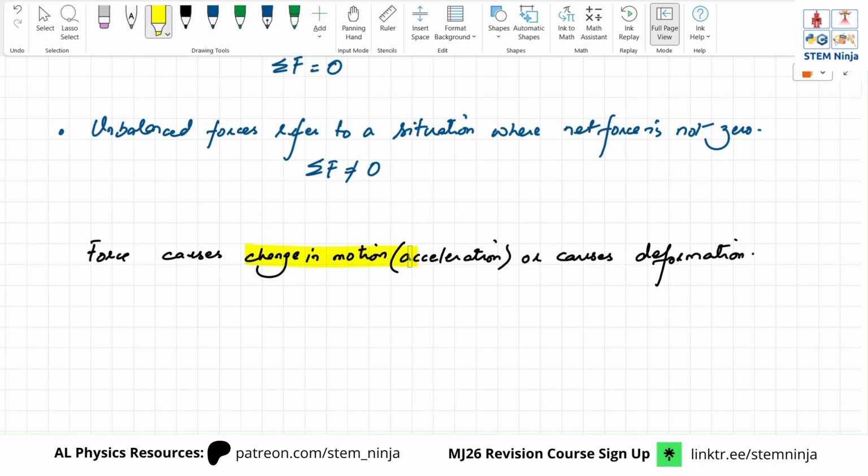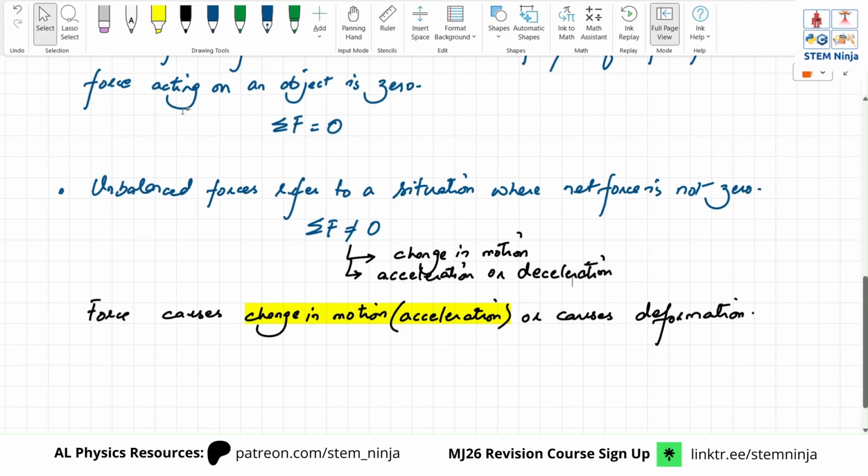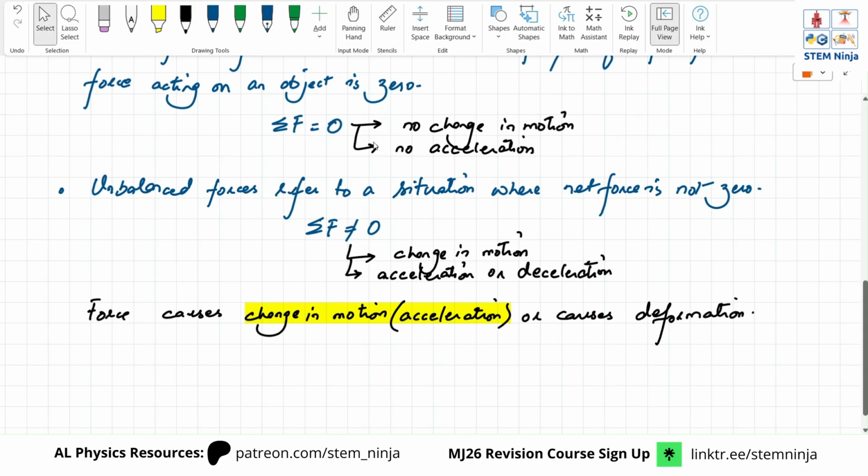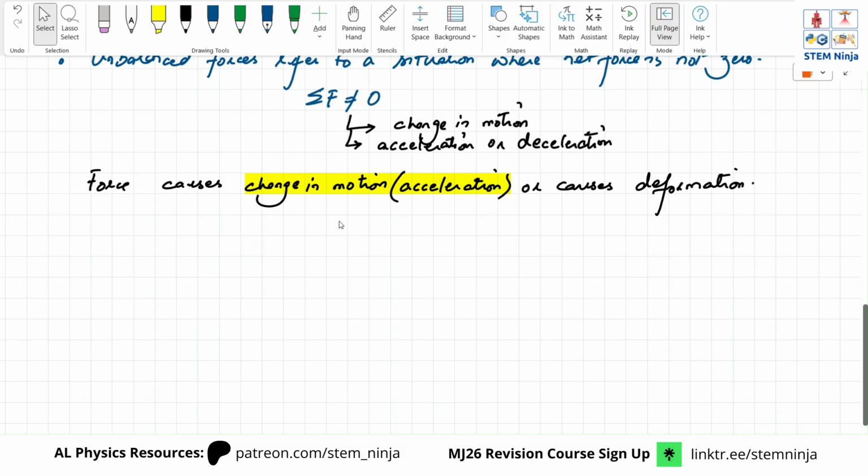This is some of the possibilities that force can do. Since we're strictly talking about the change in motion, we're going to focus on that. So if there is an unbalanced force scenario, there is going to be a change in motion, or in short, there is going to be acceleration or deceleration happening. And if the resultant force is zero, that means there will be no change in motion or no acceleration. And this concept is the basis of Newton's first law. We will come back to that in just 1 second. Before we dive into the Newton's law, one more definition there and we're done.